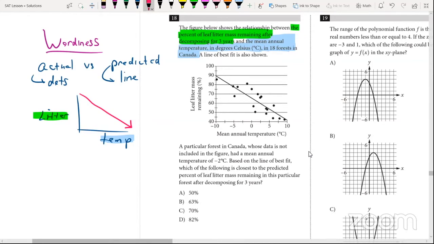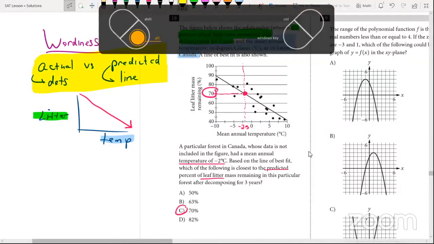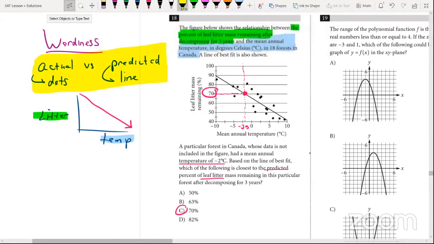The question is saying there's a temperature of -2. By the way, this would be like -2.5 right here, halfway between 0 and 5. So -2 would be somewhere along this line. And the question is saying, what is the predicted litter when the temperature is -2? Predicted is the line. So what's the value of the line when x is -2? The line is valued at around 70. So the answer to number 18 is going to be C. The biggest takeaway from this problem is that on a graph like this, the actual value is the dots and the predicted value is the line.